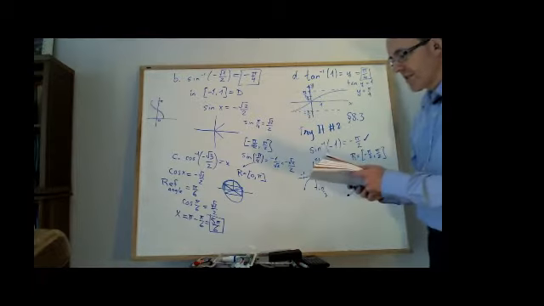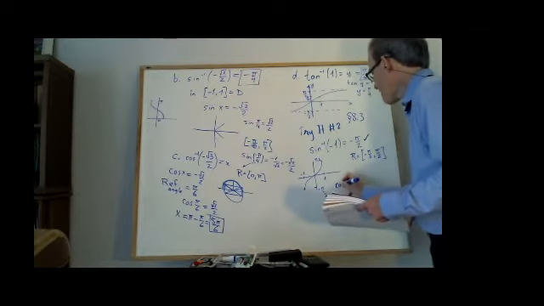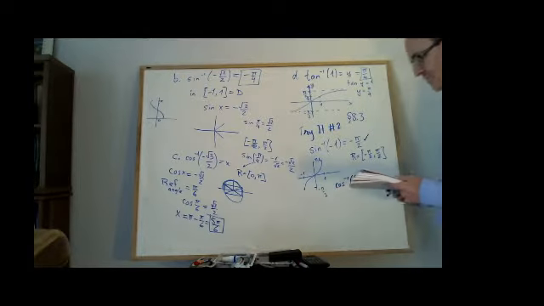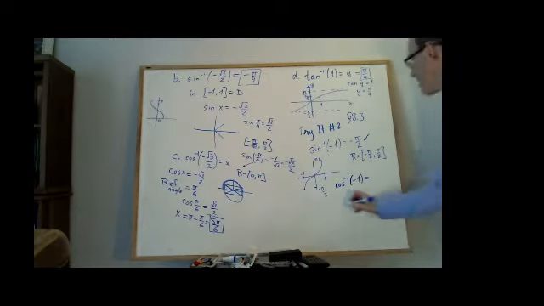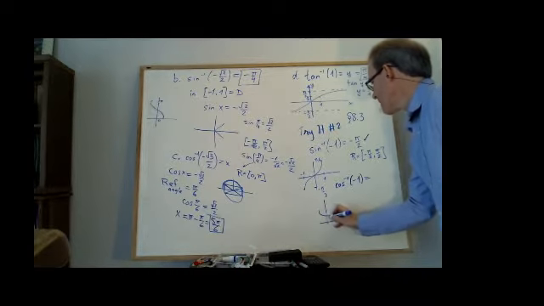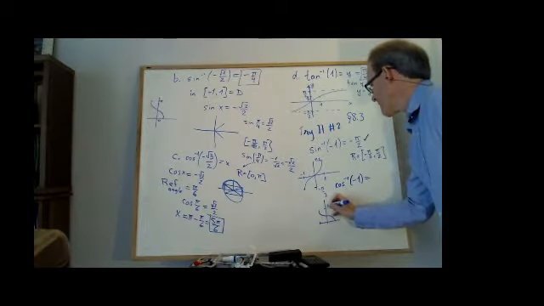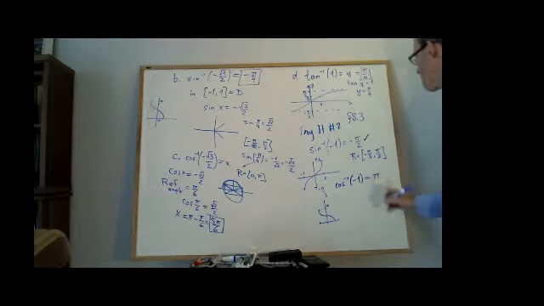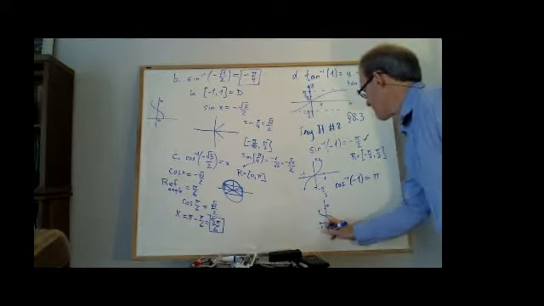Okay, next one, cosine inverse of minus 1. Here, drawing a quick graph, remember it looks like this. Minus 1 is over here. The largest possible value is pi, so this is pi. This goes from 1 to minus 1.